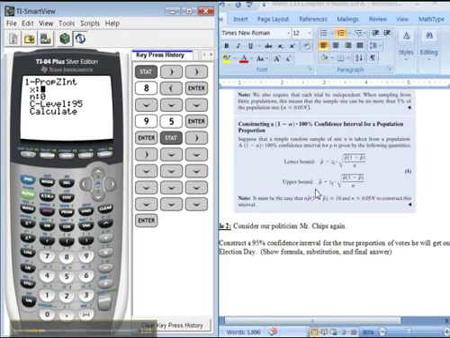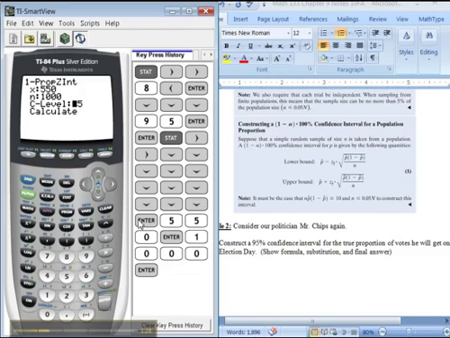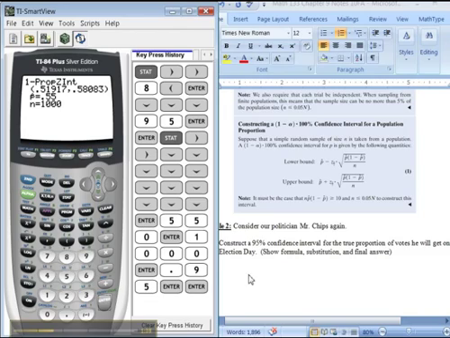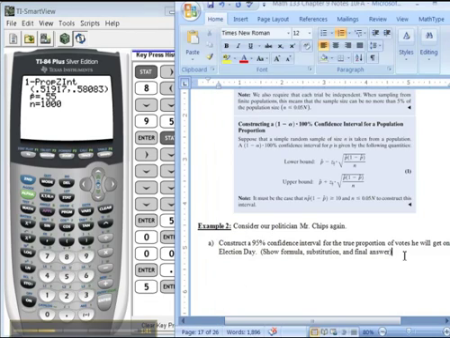Okay, so we went and asked 1,000 people, and 550 said they would vote for him. So 550 is the X, 1,000 is the N. N will always be larger than X. That's the way it's going to work in order to make a proportion. What's the confidence level we want? 0.95. Enter. There you go. Done. Simple as that.